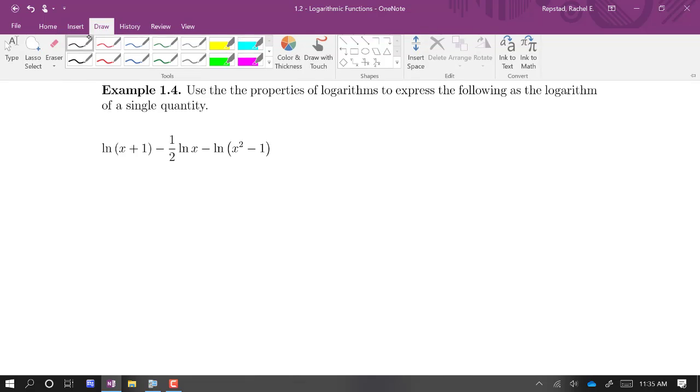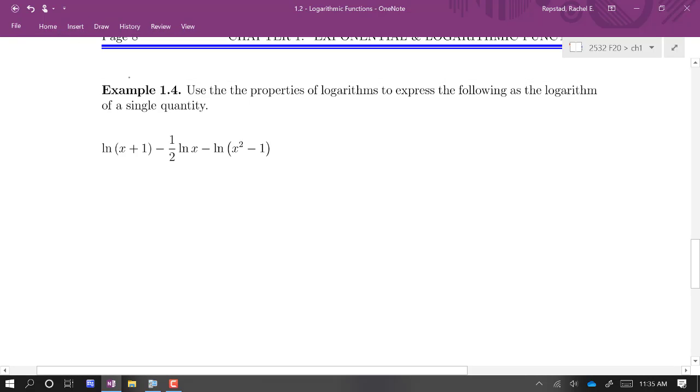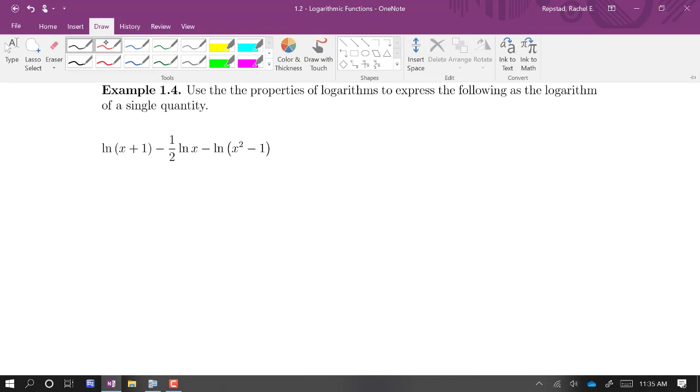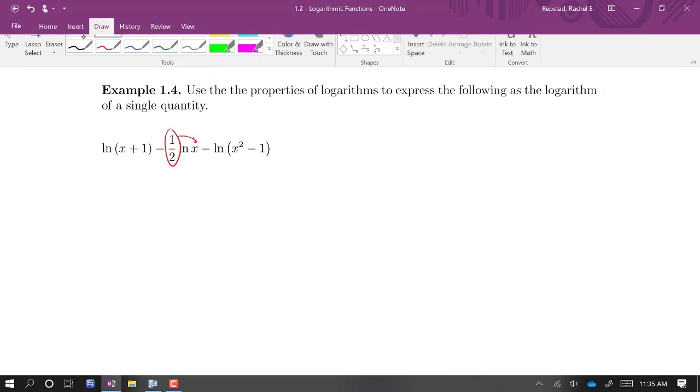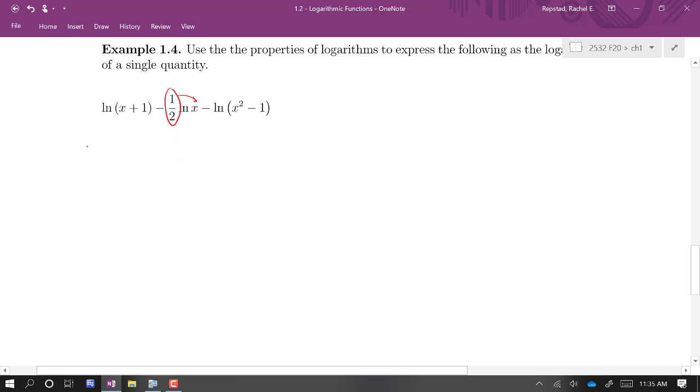Alright, now we're going to use these properties to go in the other direction. Here's an expression with 3 different logs. We want to write it as a single logarithm. And when we do this, the very first thing we take care of is any factors in front. We're going to raise them up as powers on the argument of the log. So I've got ln of x plus 1 minus ln of x to the 1/2 minus ln of x squared minus 1.